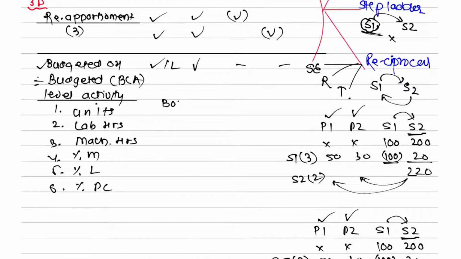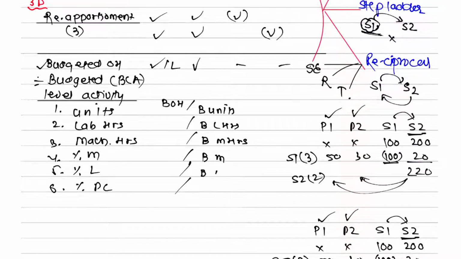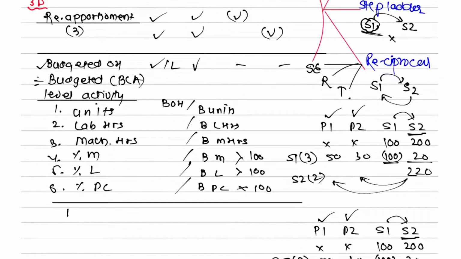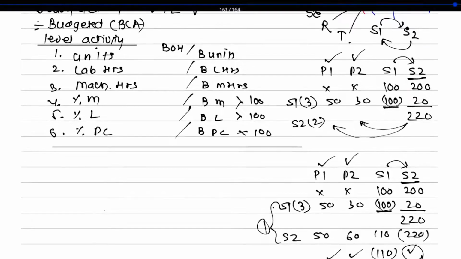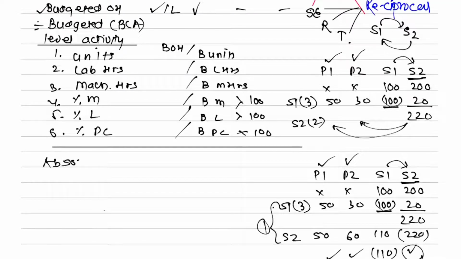BOH will remain constant. It can be divided by budgeted units, budgeted labor hours, or budgeted machine hours. But for the rest 3, budgeted material cost, budgeted labor cost, budgeted prime cost, multiply by 100, so that you can get those percentages. Clear with this? Achha, having done this, what you have got is one thing which is known as absorption rate. This absorption rate is also known as recovery rate. This is also known as application rate. Overheads are applied, so we can say application rate.